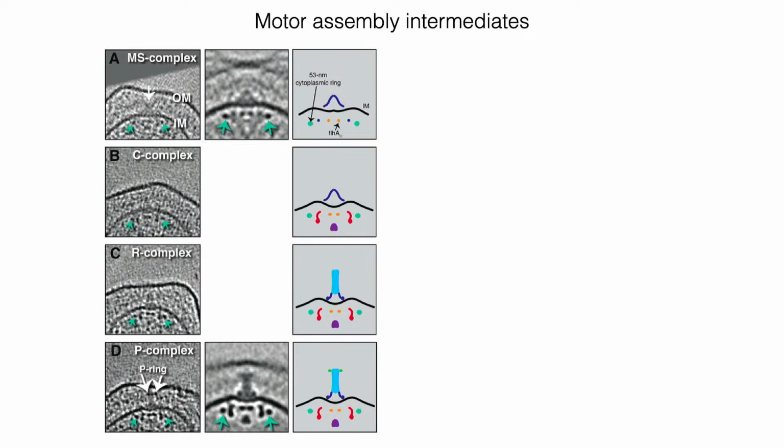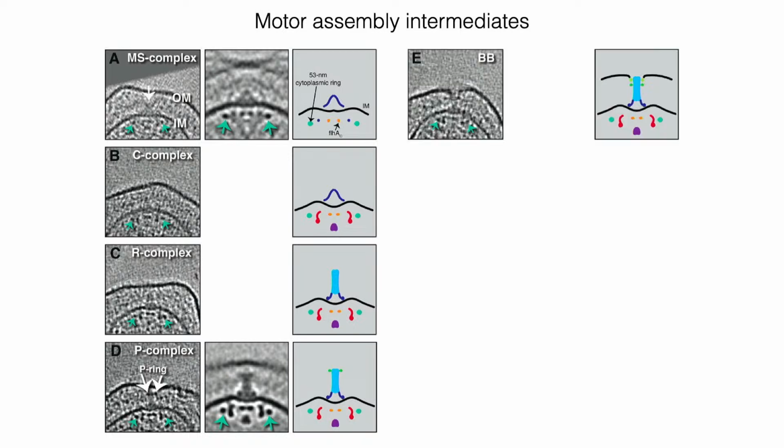Here's the next one, where it's now been joined by what's called the P ring, which navigates the peptidoglycan layer. And here again we had enough particles to do a subtomogram average. The next stage is when it pokes a hole in the outer membrane using the L ring, and so now you can see a hole in the outer membrane.